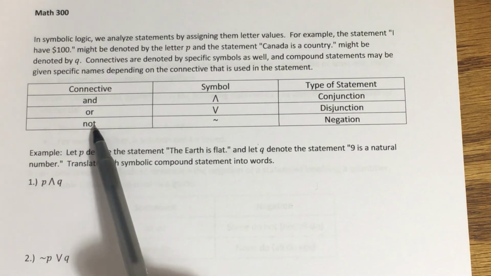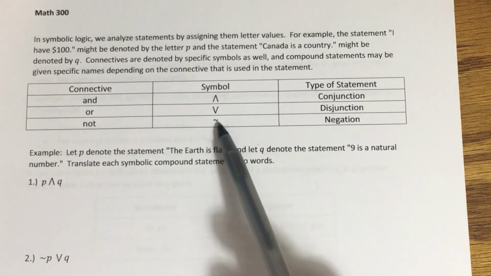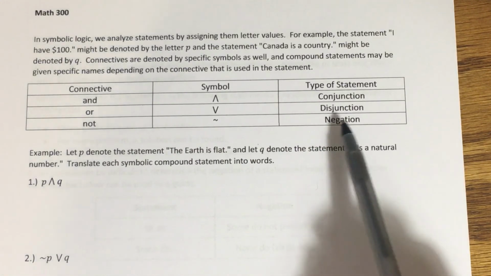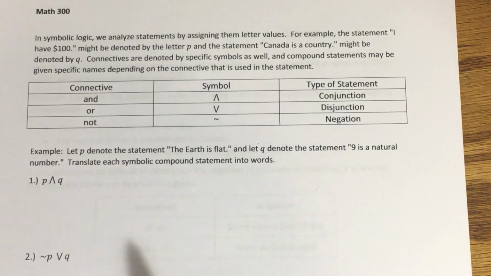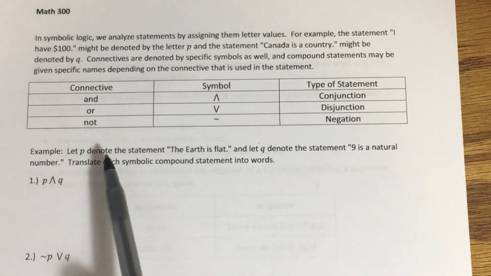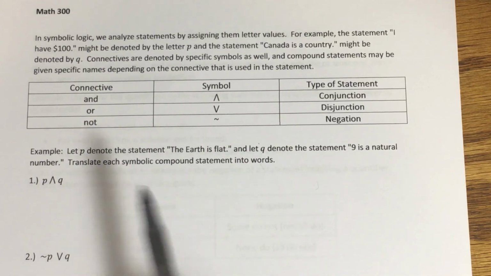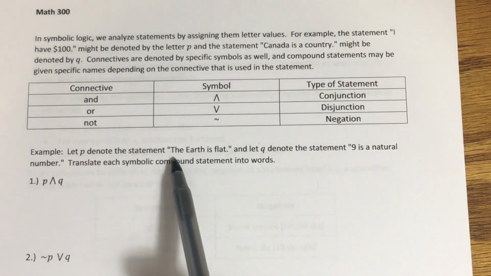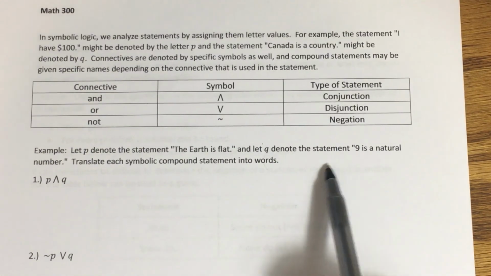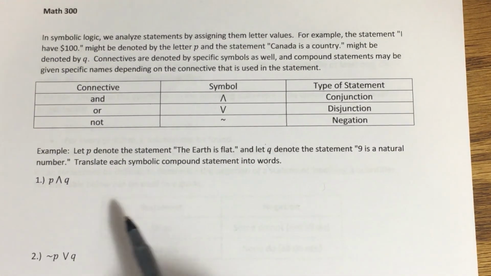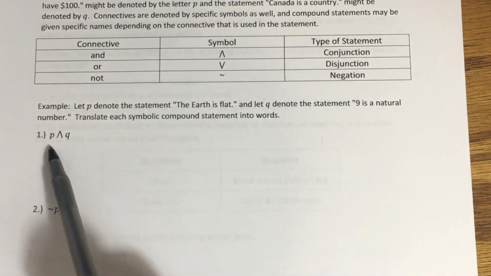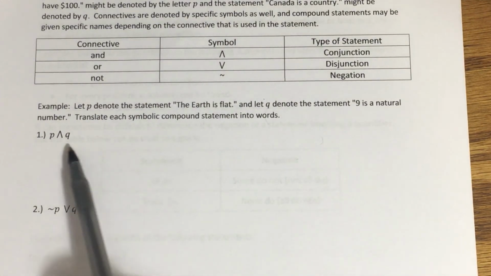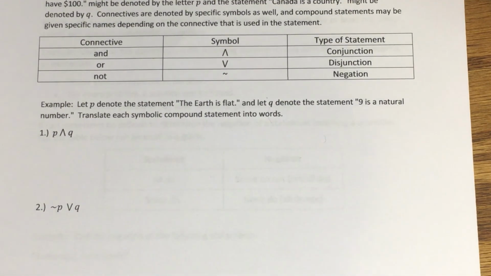The connective "not" will use this symbol. This is a tilde, and we've already seen that those types of statements we call negation. So we've dealt with a couple of those already. So let's take a look at an example. We have 3 examples here to look at. We're assigning P and Q different statements. P is going to be the statement "the earth is flat." Q is going to be the statement "9 is a natural number." And what we want to do is translate each of the following examples into language, so that we're given the symbolic form and we want to write words representing these compound statements.